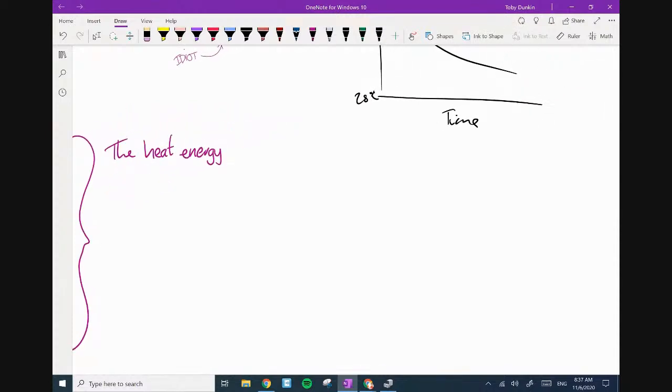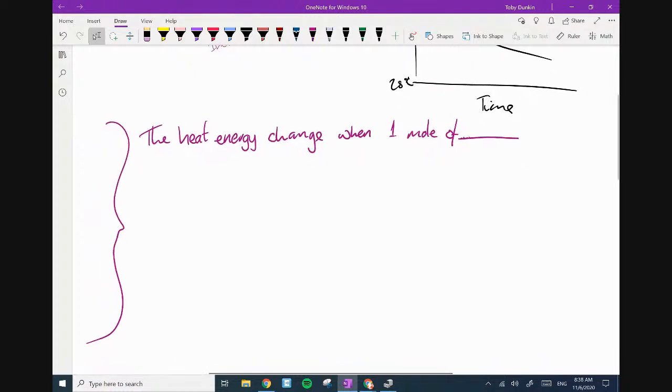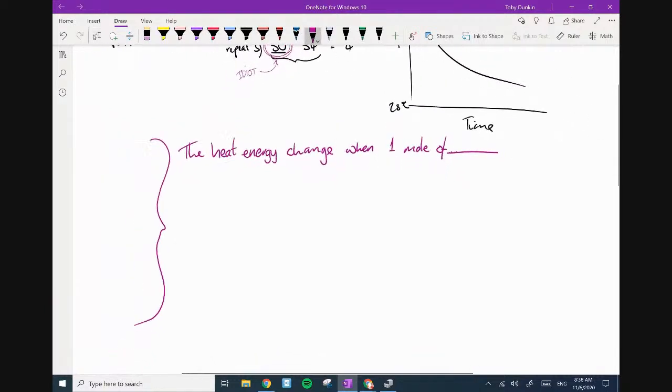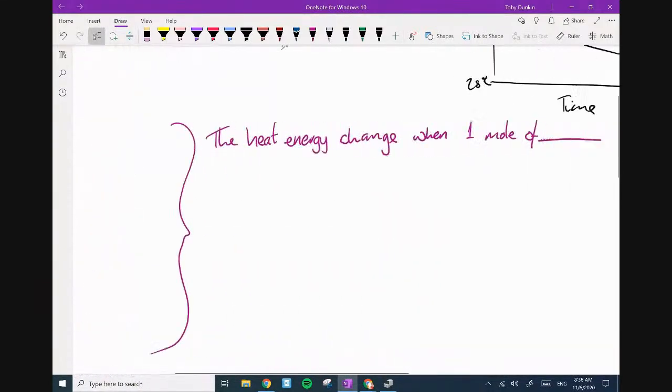Okay, so I should do this as a nice easy frame. The heat energy change when 1 mole of dot, dot, dot, first word. So this is going to apply to everything. The heat energy change when 1 mole of... I need to put this in a setting because I find it quite hard to leave the blanks in my mind. Let's apply this to combustion.